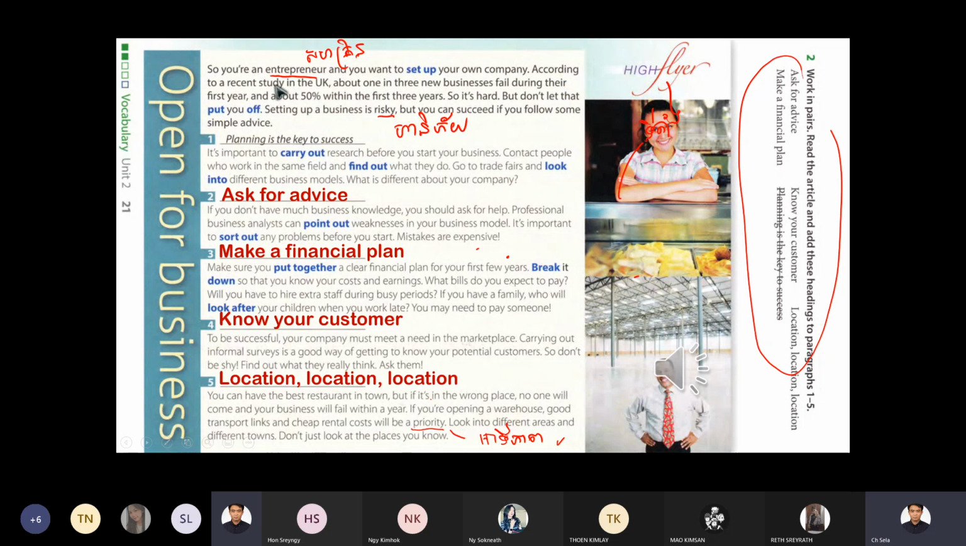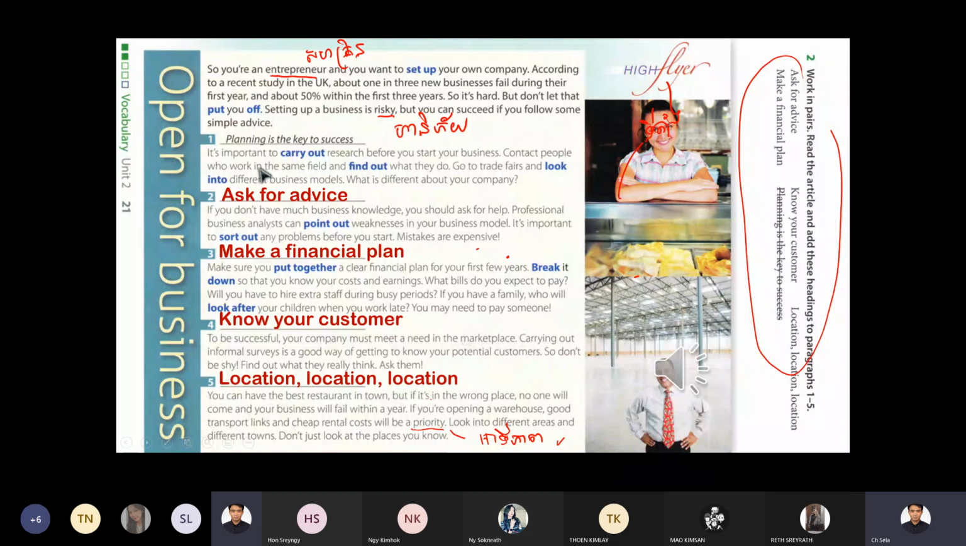According to a recent study in the UK, about 1 in 3 new businesses fail during the first year, and about 50% within the first 3 years. So it's hard, but don't let that put you off. Setting up a business is risky, but you can succeed if you follow some simple advice.